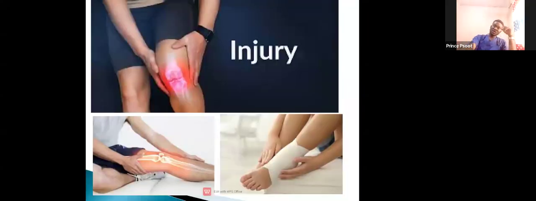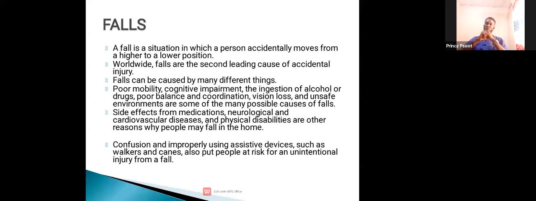This is a picture explaining what an injury is. The first thing now is falls. What is a fall? A fall is a situation in which a person accidentally moves from a higher to a lower position. Worldwide, falls are the second leading cause of accidental injury.